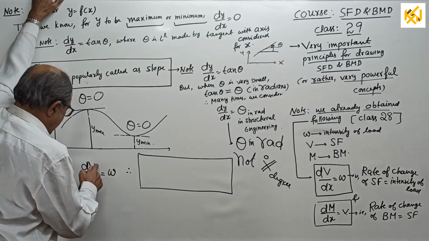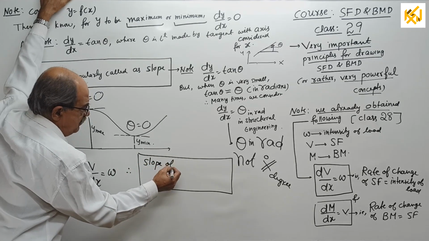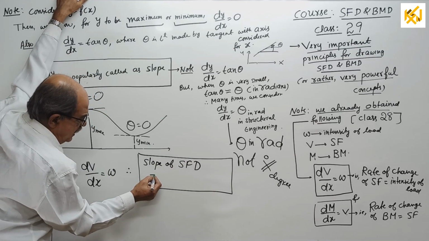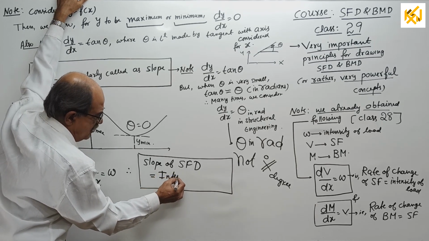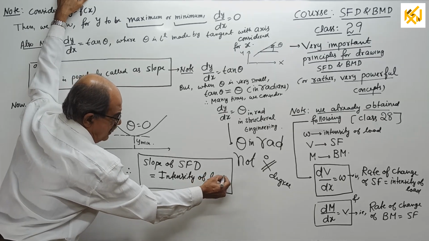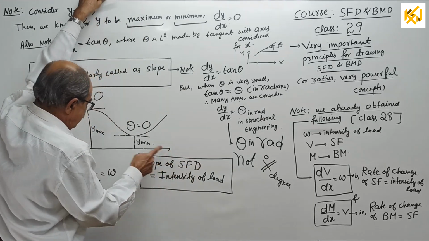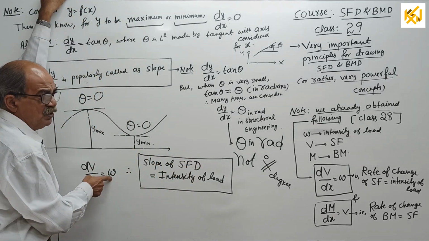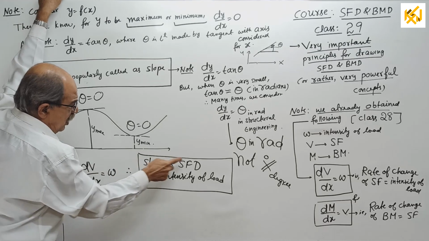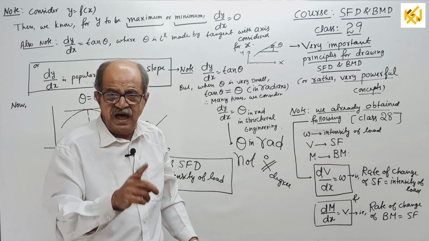You should go through this many times. See, dv by dx is w. Therefore, the slope of SFD, the shearing force diagram, will be equal to the intensity of load. Remember, most powerful. This is what will help you decide the curvature. Slope of SFD, because shearing dv by dx is w. In the same way, dy by dx is tan theta or slope. So, slope of SFD is equal to intensity of load. I will tell it once again, lastly.